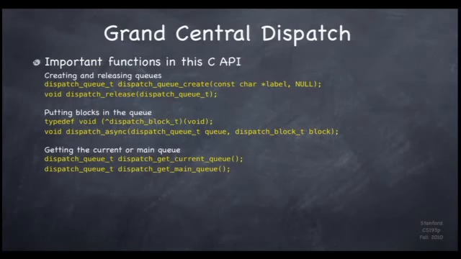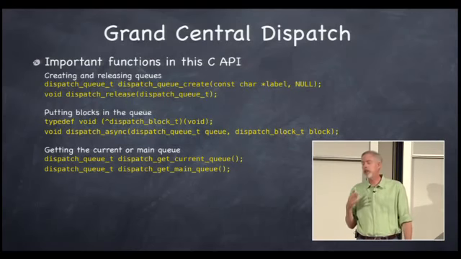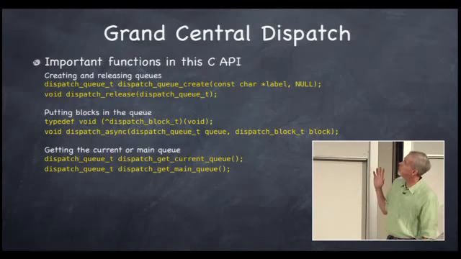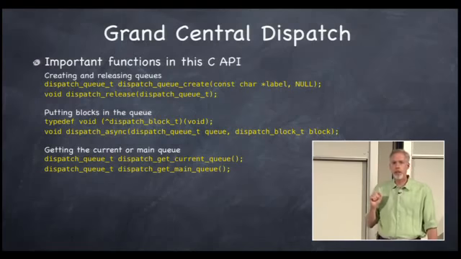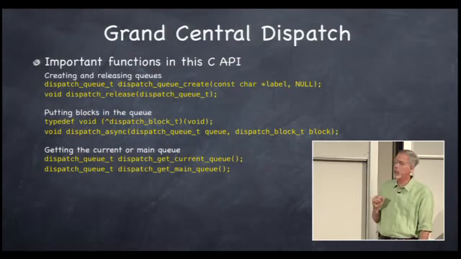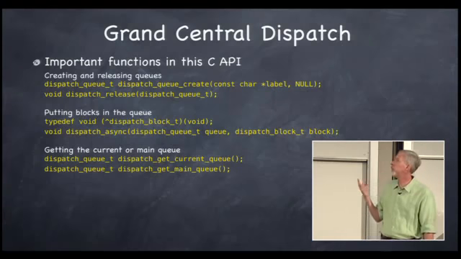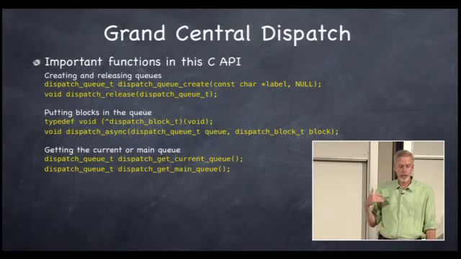All right, so what are the important functions in this C API? There's about 20 functions, maybe even more than that, maybe 25 functions. But these 5 are the ones that are most important to you at that kind of introductory level to how to use these things, and that you'll need for your homework. So the first pair there are creating and releasing queues.